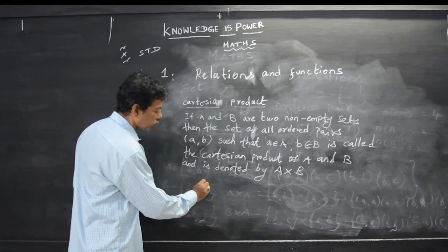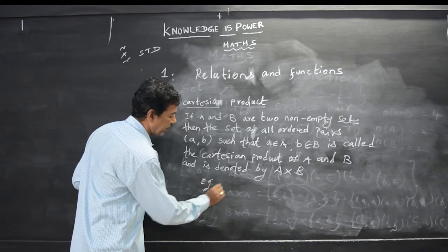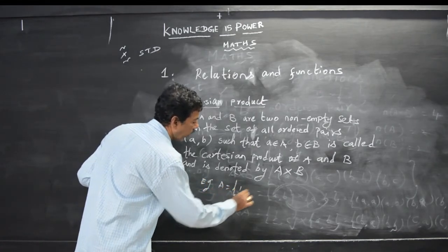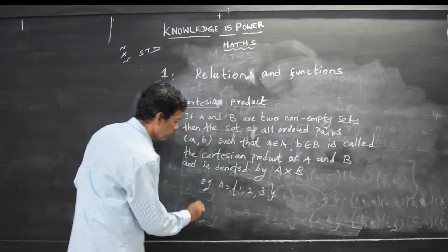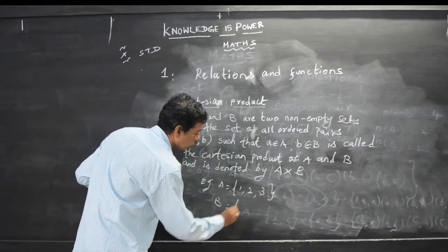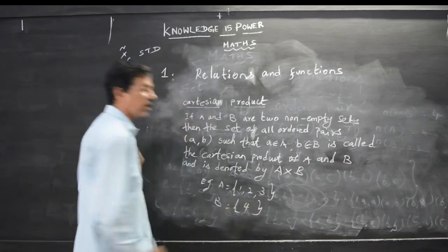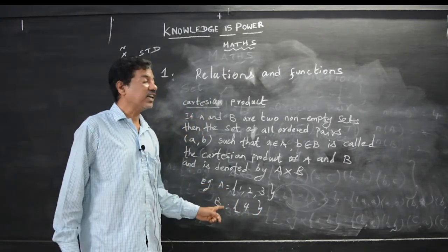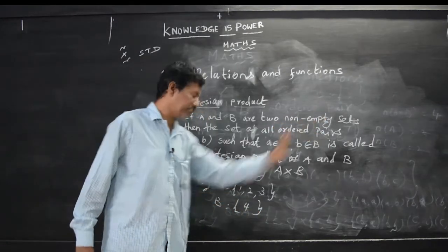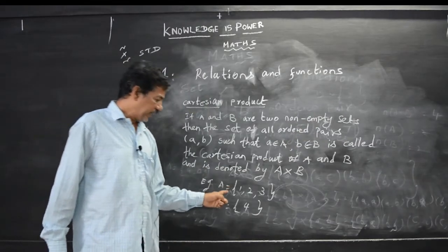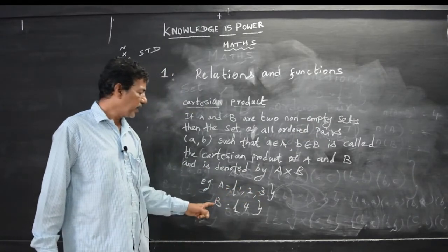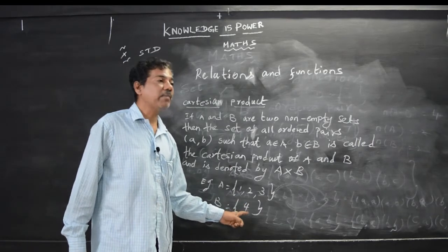How can we write the examples? So, as in so many sums, for example, A equal to {1, 2, 3}, B equal to {4}. If you are giving like that, this is called a non-empty set. In set A, 3 elements are there. In set B, 1 element is there.